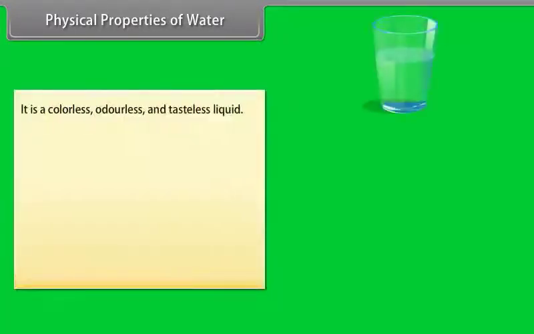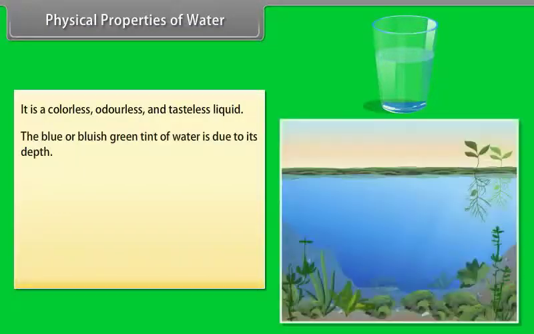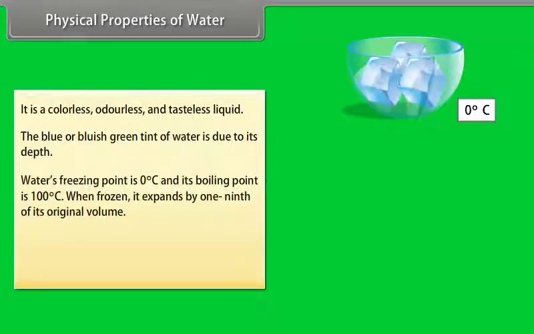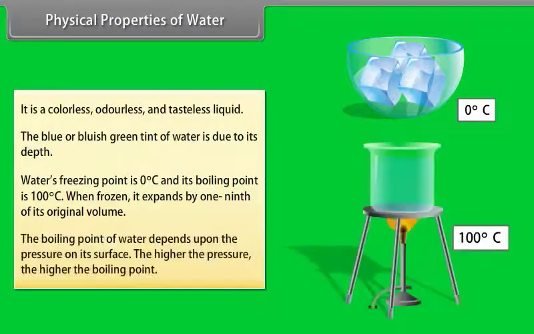Physical properties of water. It is a colorless, odorless and tasteless liquid. The blue or bluish-green tint of water is due to its depth. Water's freezing point is 0 degrees Celsius and its boiling point is 100 degrees Celsius. When frozen, it expands by 1/9 of its original volume. The boiling point of water depends upon the pressure on its surface. The higher the pressure, the higher the boiling point.